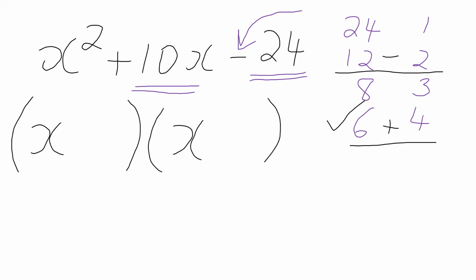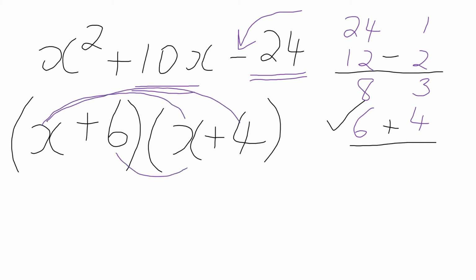So into our two brackets, 6 and 4, they'd both have to be pluses in order to get the 10x. Let's expand and see what happens. We've got x squared, 4x plus 6x is indeed 10x, but here's the problem, I've got plus 24. The sign is different at the end. And that's the problem with this.